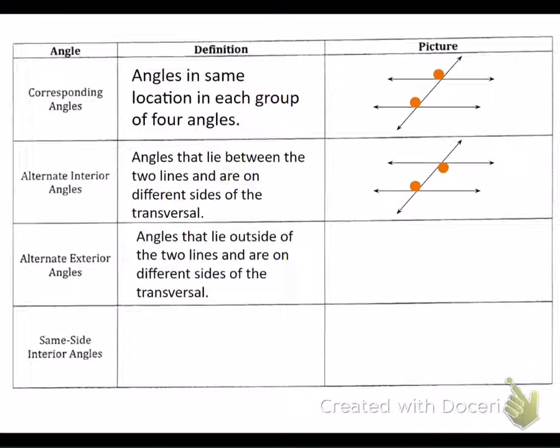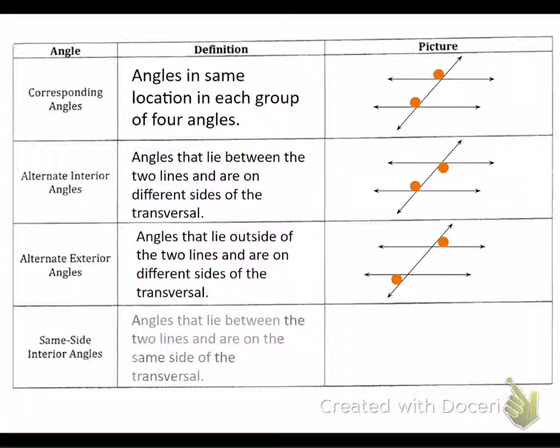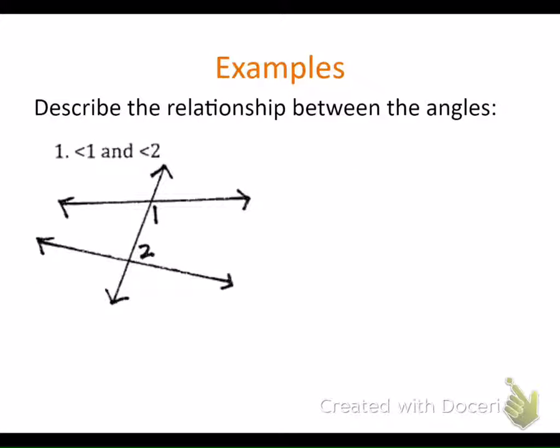Then we have alternate exterior angles. They lie outside of the two lines and are on different sides of the transversal. So exterior means outside the two lines and on opposite sides of the transversal. Same side interior angles lie between the two lines and are on the same side of the transversal. So they're inside, and on the same side. What do we think this one looks like? Same side interior. Very good.